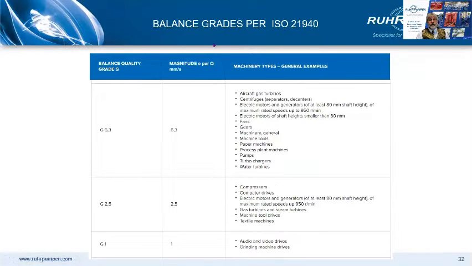Here's an extract from 21940. You can immediately see that grades 6.3 and 2.5 are appropriate for pumps and other similar equipment. Grade G1 is appropriate for audio and video drives and grinding machine drives. Go figure.